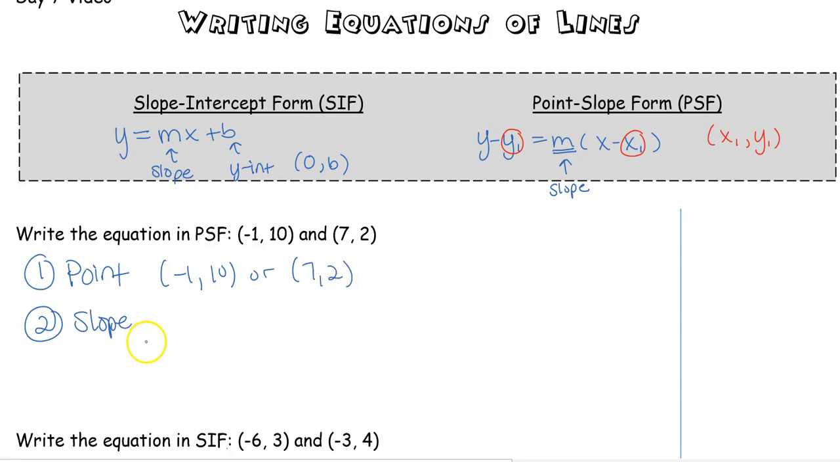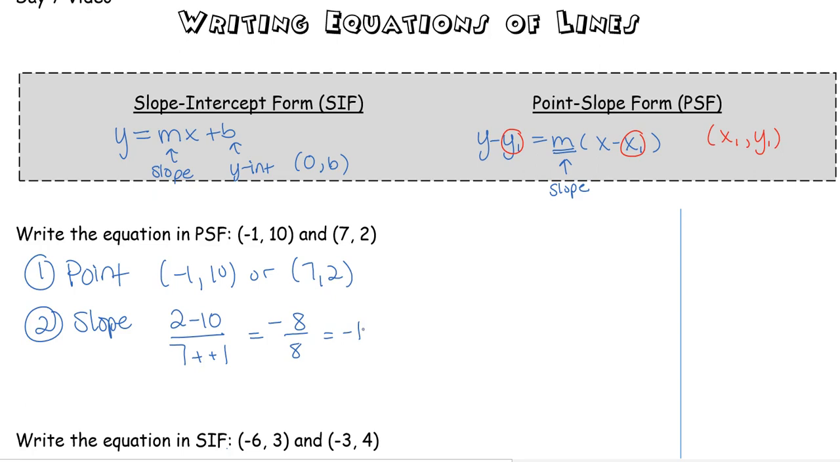The slope, we know our slope formula. We subtract the y's on top, so 2 minus 10 on top. Subtract the x's on the bottom. 7 minus a negative 1 means I'm adding 1 on the bottom, so that gives us a negative 8 over a positive 8, which is a negative 1.